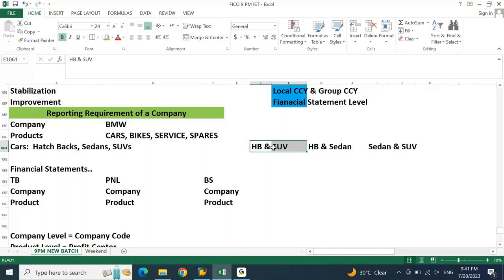Now here, what we need to do first, if you're running a training institute, a training business, we need to have clarity. Not only SAP, multiple courses. So at what level do you want to run this?